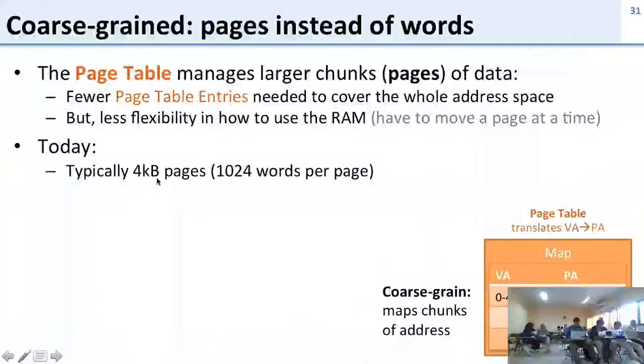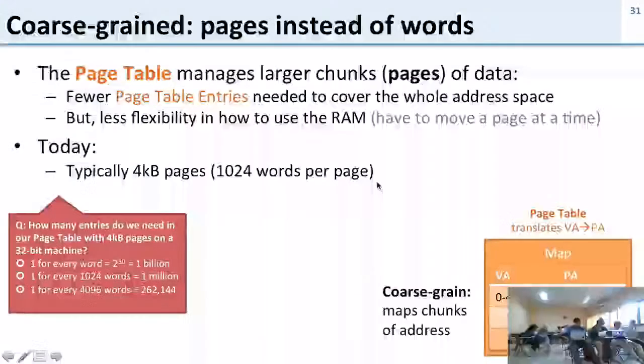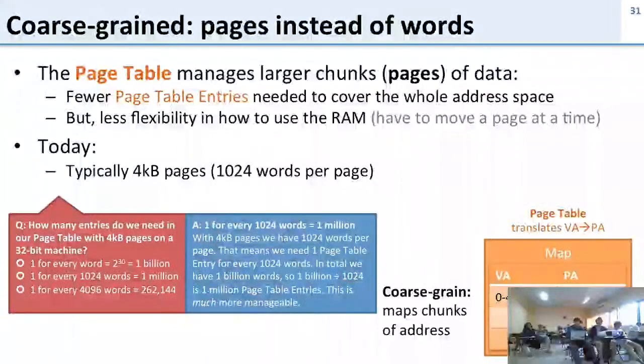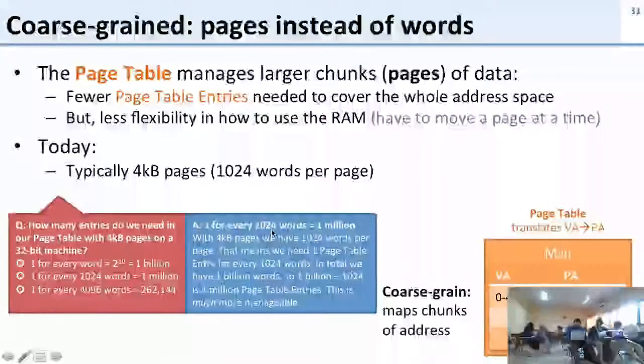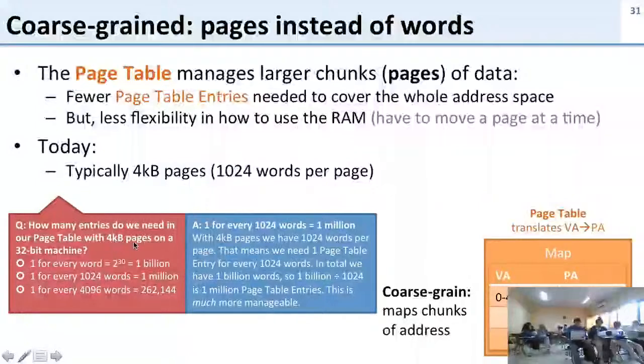So today we typically have 4 kilobyte pages. It's 1,024 words per page. And here's a question about them. How many entries do we need in our page table now that we have 4 kilobyte pages for this 32-bit machine? Well, we need 1 entry for every 1,024 words. It's a 4 kilobyte page. Each word is 4 bytes, so that's 1,024 words per page. So that's going to be 1 million entries. So this is great. Instead of needing 1 billion entries like we did before, we just need 1 million. This is enormously more manageable. So before our page table was a gigabyte in size, now it's going to be about 4 megabytes in size, which is much more reasonable.